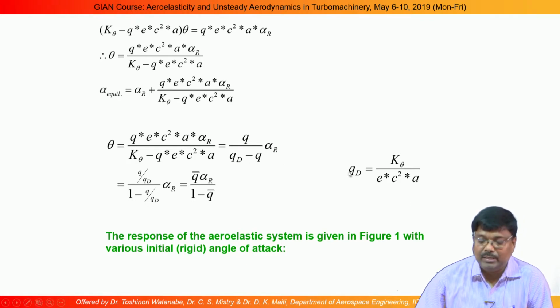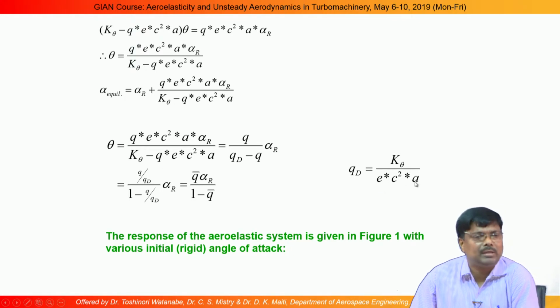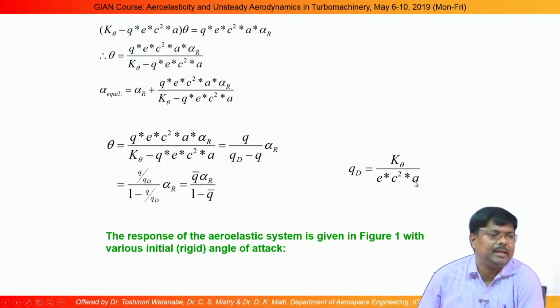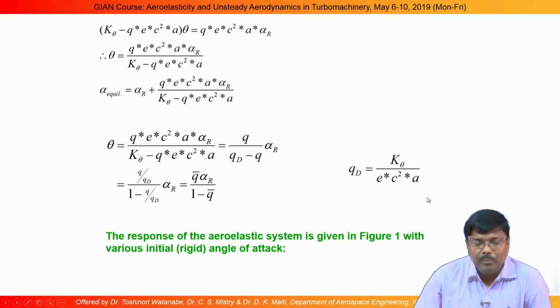That is what I am writing here. QD is nothing but k theta divided by E c square into A. A is nothing but CL alpha, sometimes written as A in short form, the lift curve slope. So from here I can theoretically calculate what the divergence speed will be. Once I know the divergence dynamic pressure, half rho v square, from that I can calculate V.